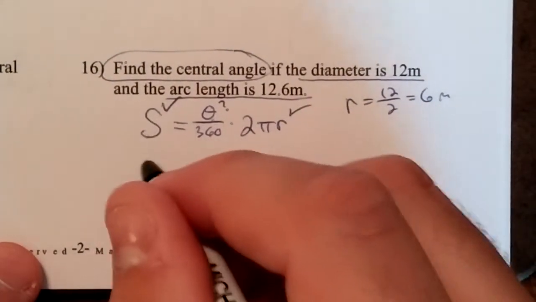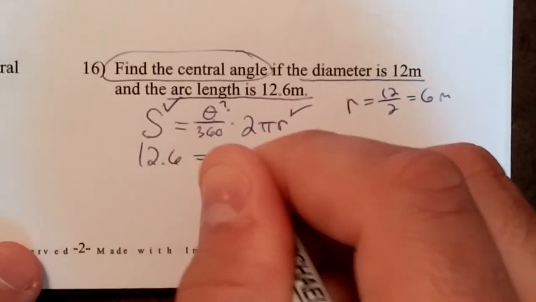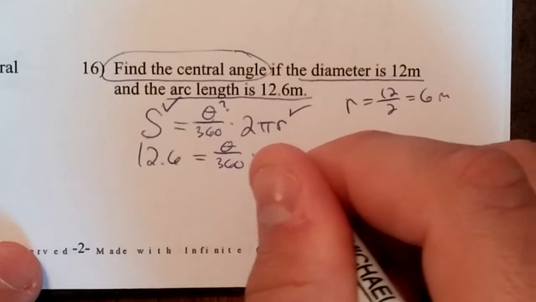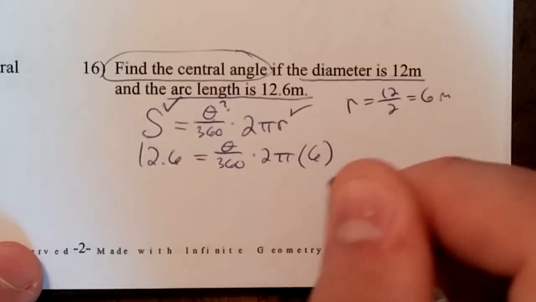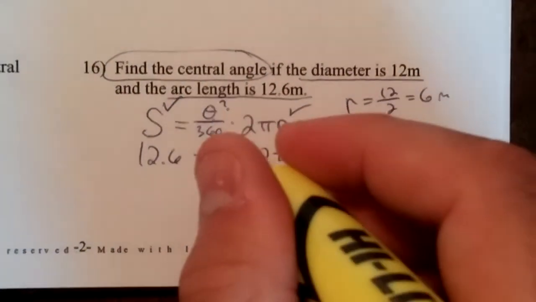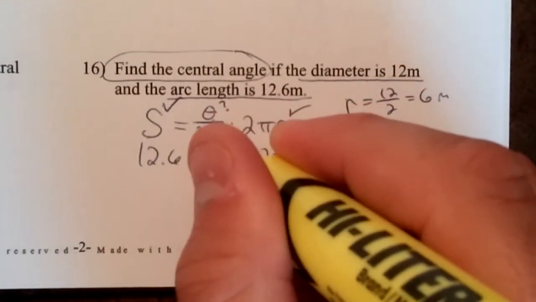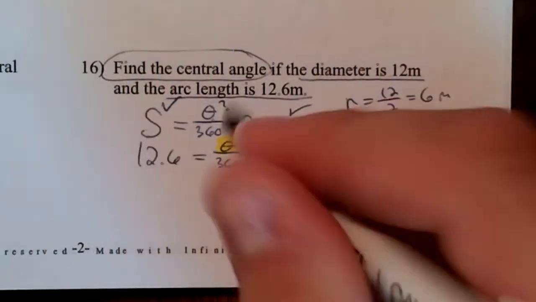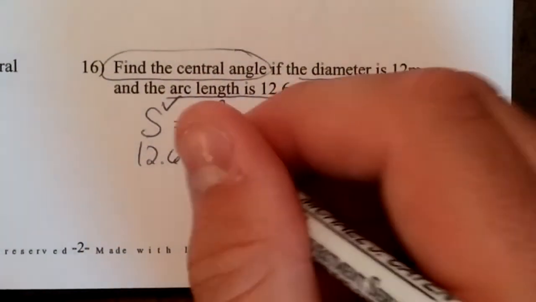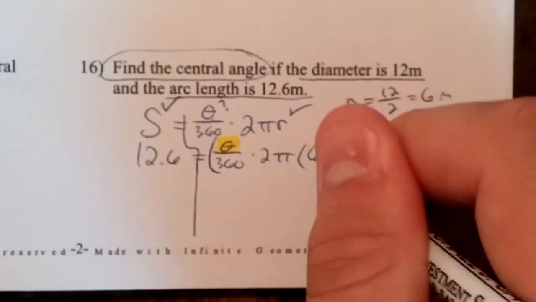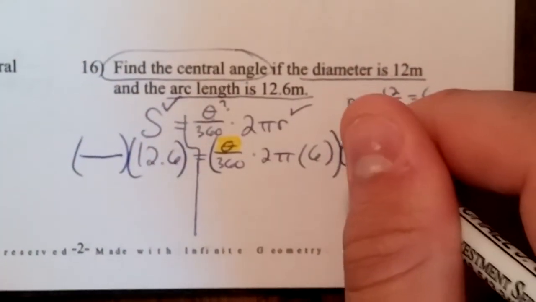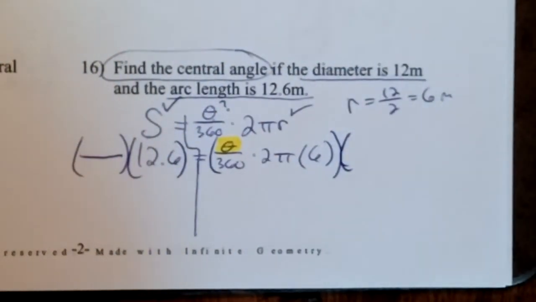So plug in those numbers. 12.6. Theta we don't know. Times 2 pi times 6. And since we're solving for theta, we have to get rid of everything else that isn't theta on this side. Since it's all multiplication or division, we're going to multiply both sides by a reciprocal fraction. Write an empty fraction so I don't forget to copy it on both sides.